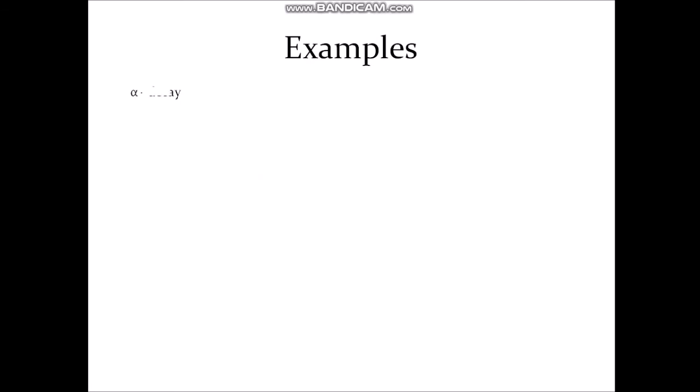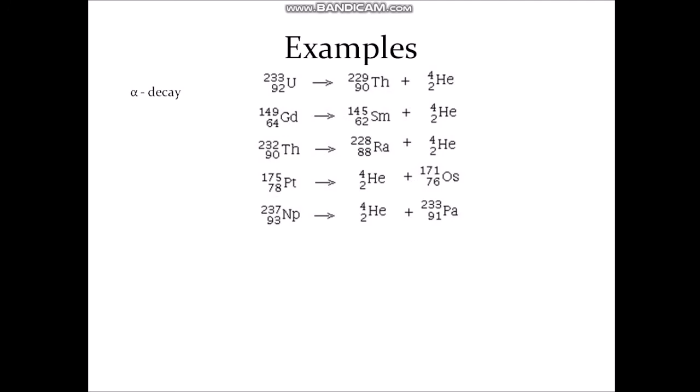Let's take a few examples. Alpha decay. Uranium 92, with the mass number of 233, will undergo an alpha decay to give you thorium with one helium atom. The helium atom indicates it's an alpha decay, while the rest are also similar. You can have a look at all these examples here, and you can even practice them in your exercise books or on a plain sheet of paper.